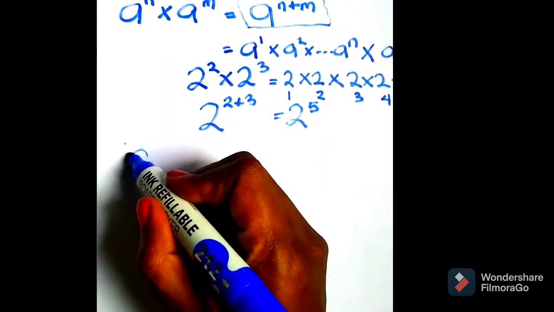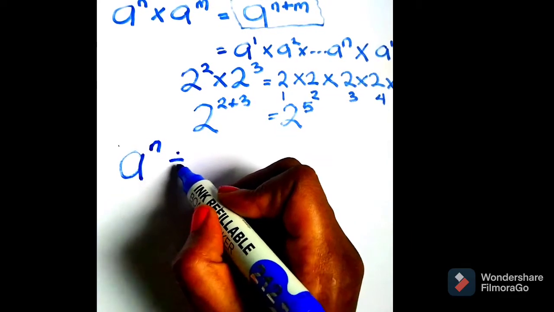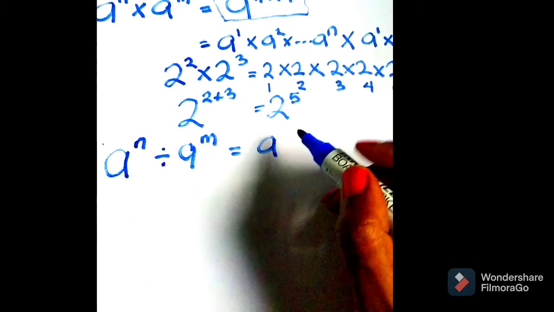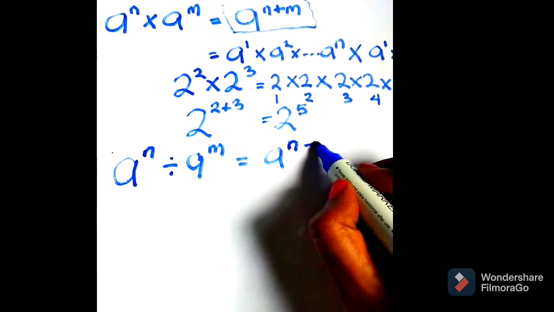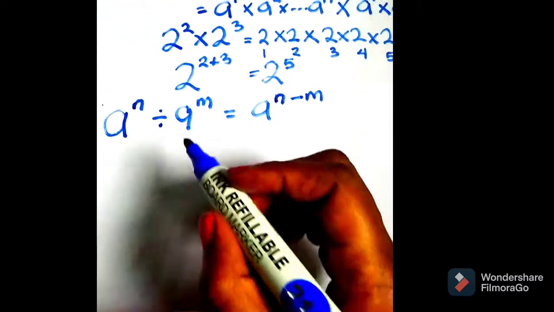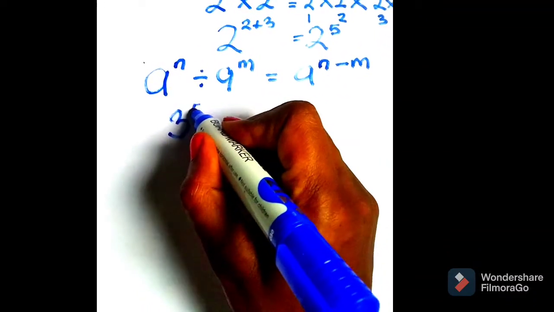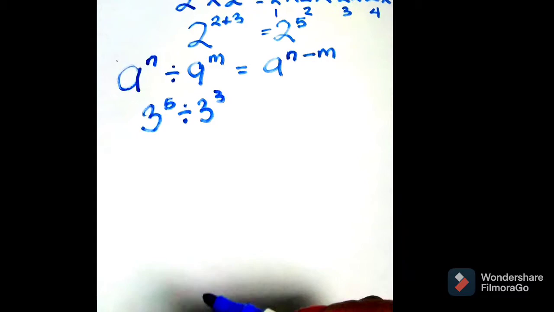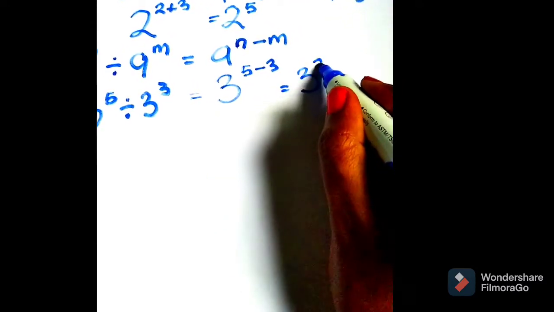Our third rule: if we have a raised to power n divided by a raised to power m, our answer should be a raised to power n minus m. Let's give an example: 3 raised to power 5 divided by 3 raised to power 3. Let's apply the rule. That will be 3 raised to power 5 minus 3, which gives us 3 raised to power 2.